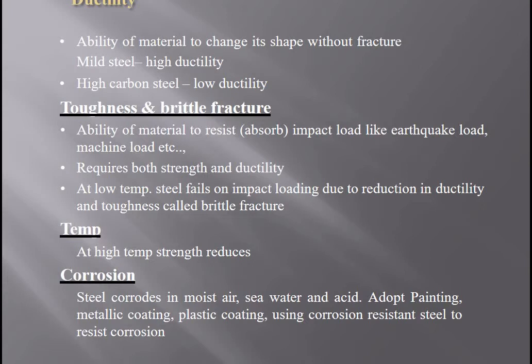Then toughness and brittle fracture: the ability of a material to resist or absorb impact like earthquake load, machine load, etc. It requires both strength and ductility. At low temperature, steel fails on impact loading due to reduction in ductility and toughness, called brittle fracture. At a high temperature, strength reduces. Then corrosion: steel corrodes in moist air, seawater and acid. Adopt painting, metallic coating, plastic coating, or use corrosion resistant steel to resist corrosion.